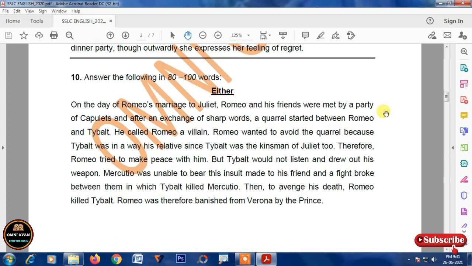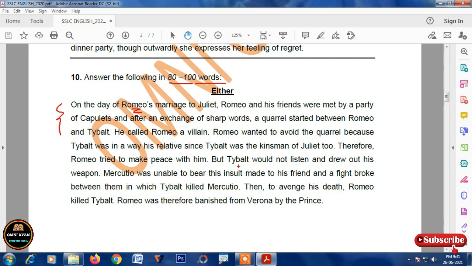Next come descriptive type answers, 80 to 100 words, either/or, so you are supposed to answer any one. Now this particular question, as you can see, is from Romeo and Juliet, and the question is, relate the incident which led to the banishment of Romeo from Verona. So why was Romeo banished from Verona?